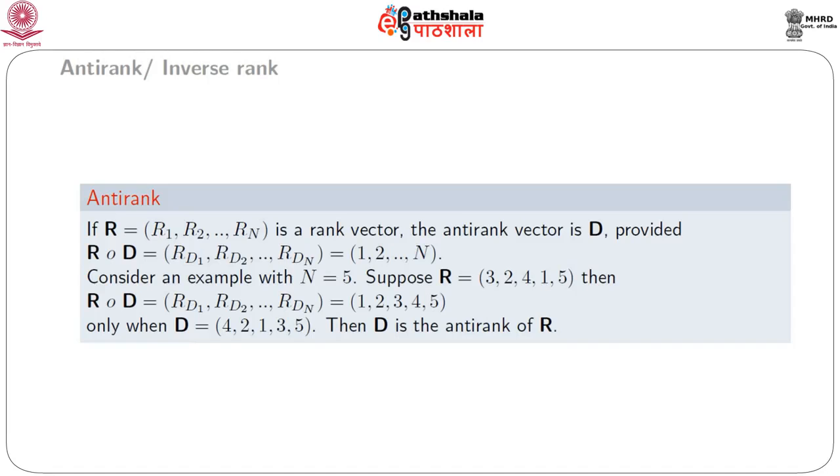So if we consider an example with n equal to 5, suppose the R vector comes out as 3, 2, 4, 1, 5, then we get the composite function R of D as 1, 2, 3, 4, 5 only when D takes the values 4, 2, 1, 3, 5. Then in this case D is the anti-rank of R.